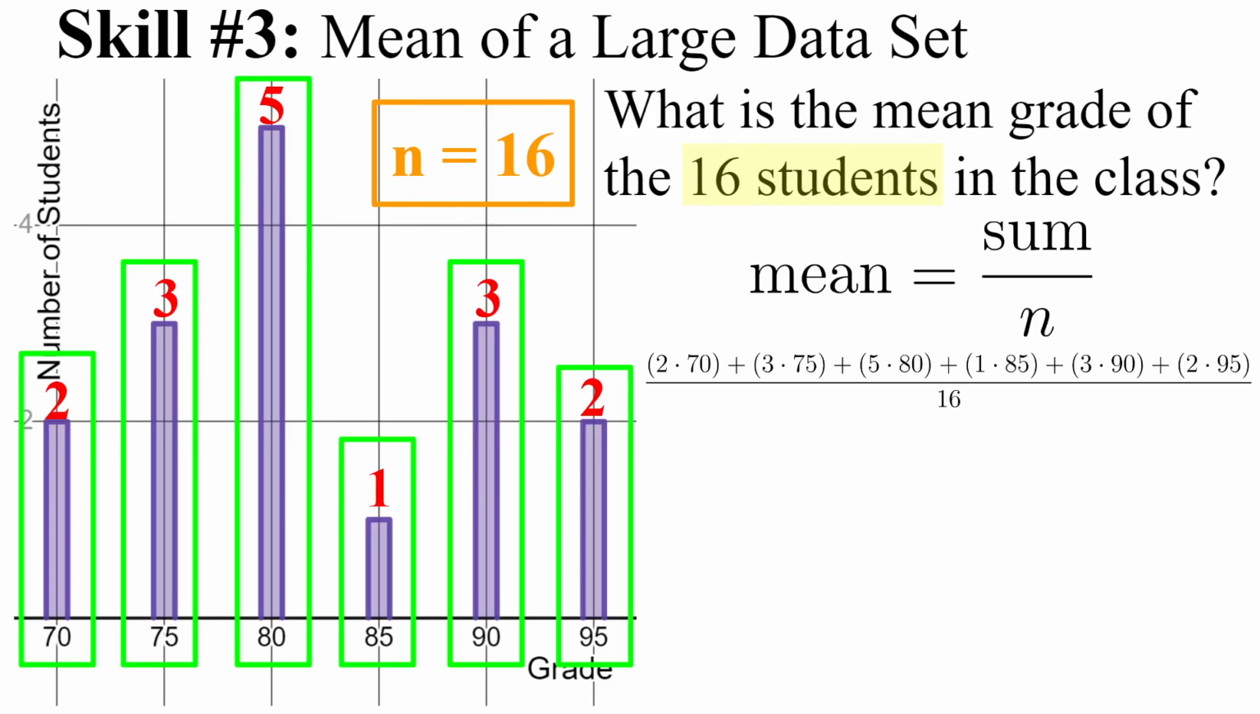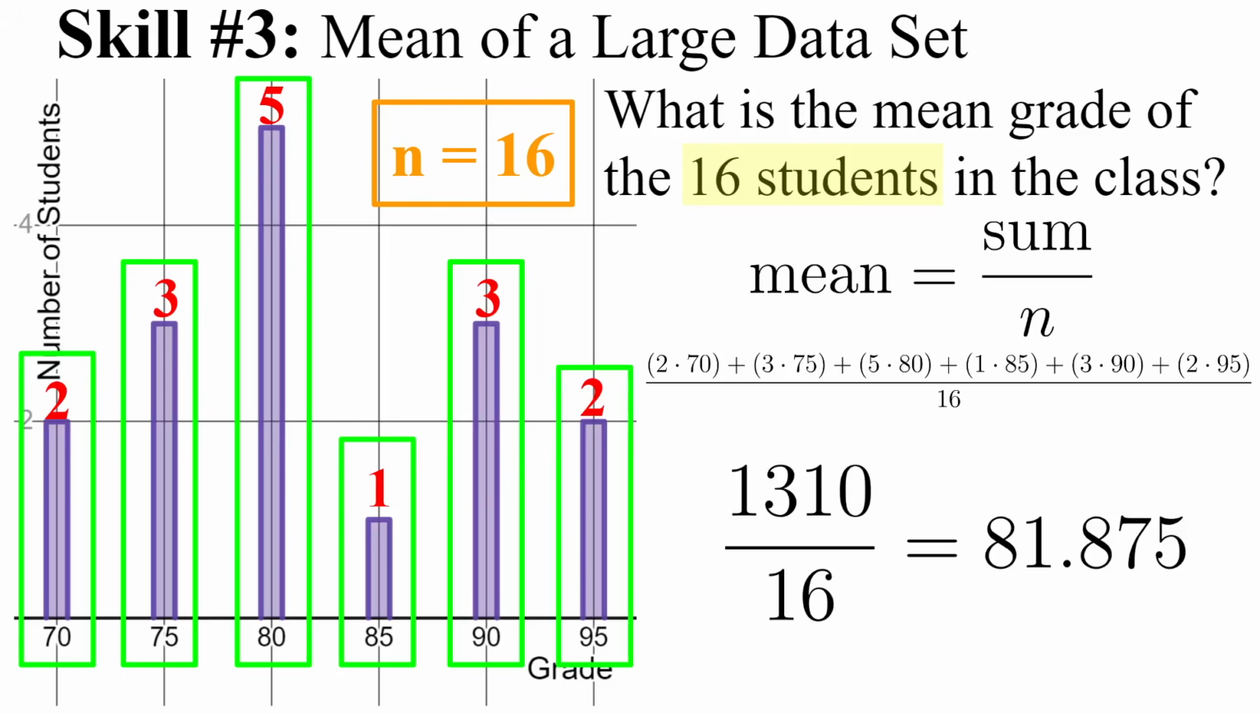You can do it all in one go on Desmos. You don't have to put parentheses, but I highly recommend you put them because it makes it easier to read so that you can see what you're typing. And of course 16 we put on the bottom. So that sum, if I did it right, should come out to 1310. And 1310 divided by 16 is 81.875. So the mean for this one should be 81.875.